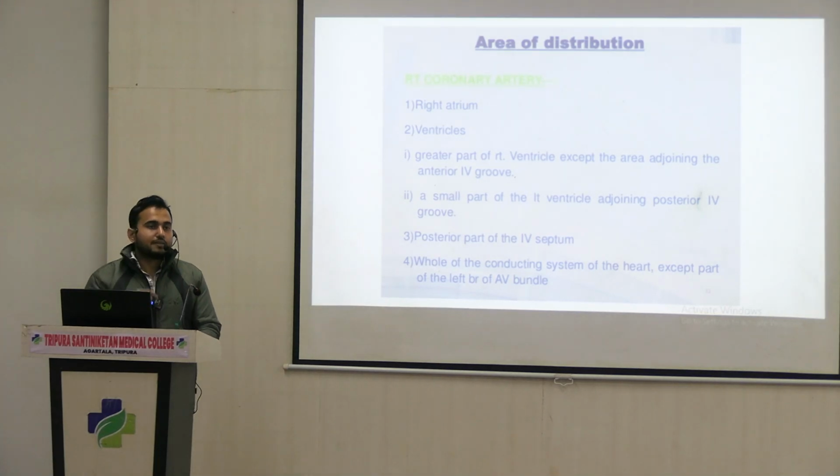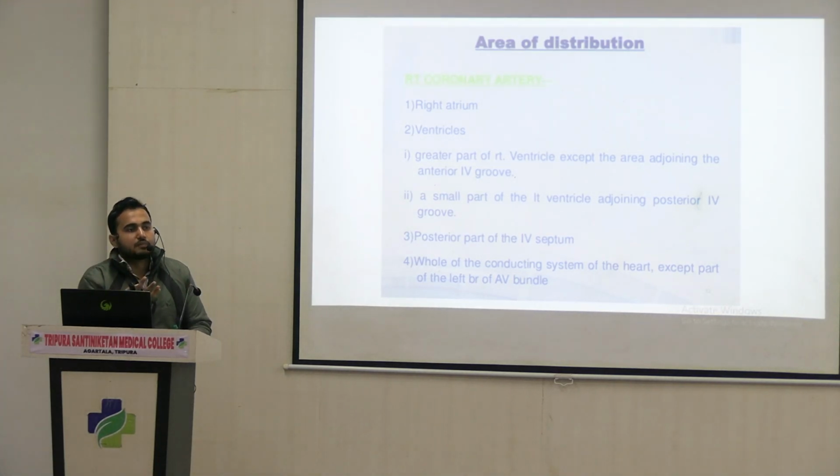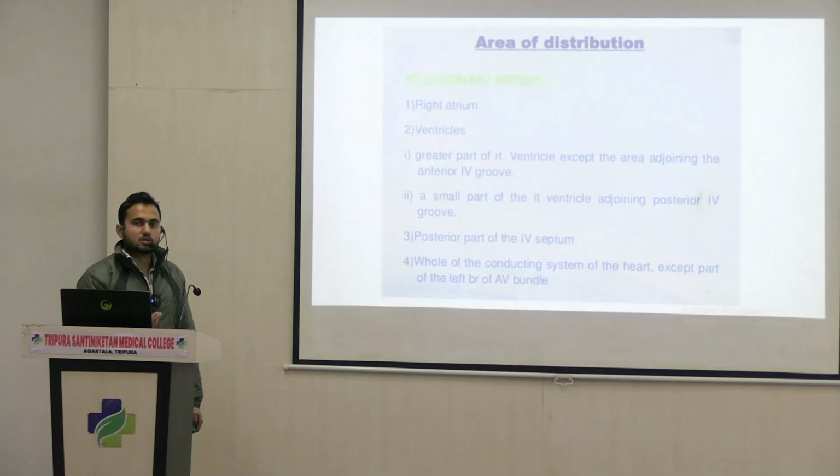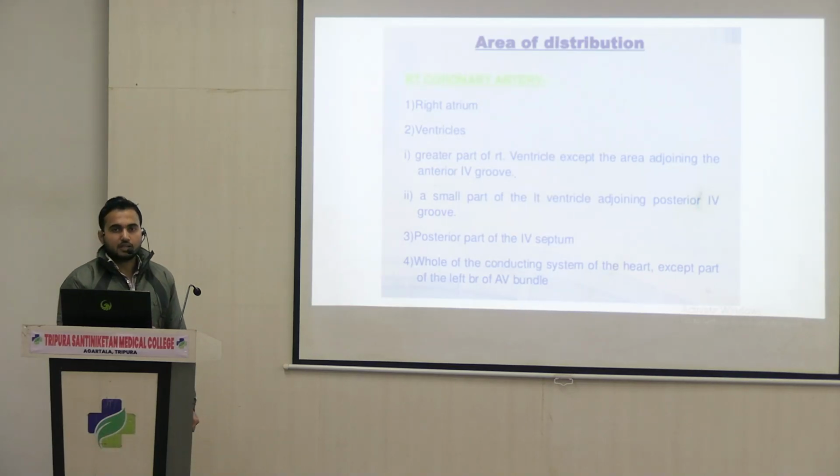Now, if anyone asks you what are the areas of the heart supplied by the right coronary artery, and you say only right atrium, right ventricle, then you are wrong. It is specific, and you have to mention it. For example, the entire right atrium is supplied by the right coronary artery. In the case of the right ventricle, some exceptions are there. Greater part of the right ventricle, meaning most of the right ventricle, is supplied by the right coronary artery, except the area adjoining the anterior interventricular groove on the sternocostal surface. That is not supplied by the right coronary artery.